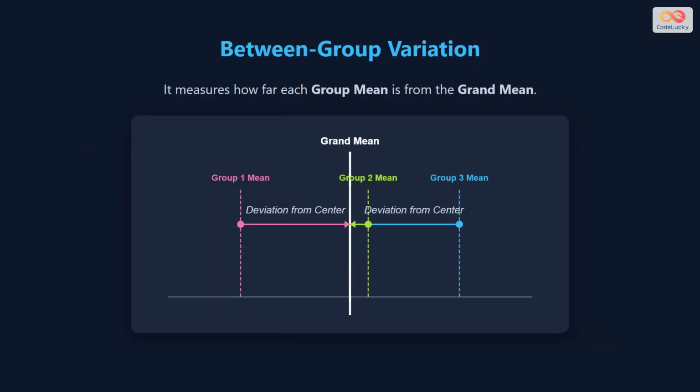Now we measure the distance. Between-group variation is defined by how far each individual group's mean stands apart from that central grand mean. If a group mean is far away, it contributes a lot to the variation. If it sits right on the grand mean, it contributes nothing.